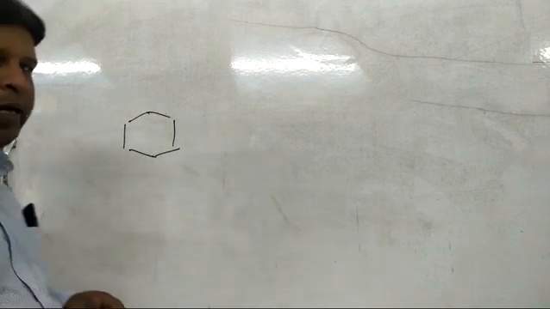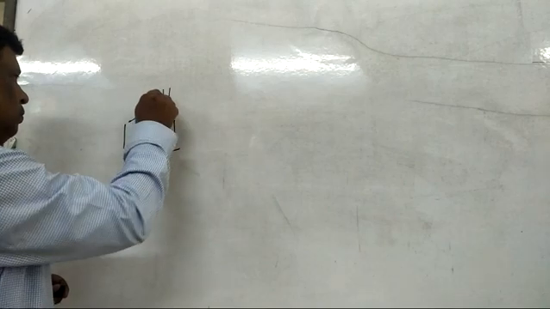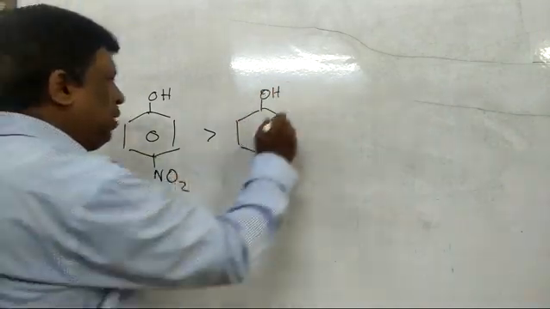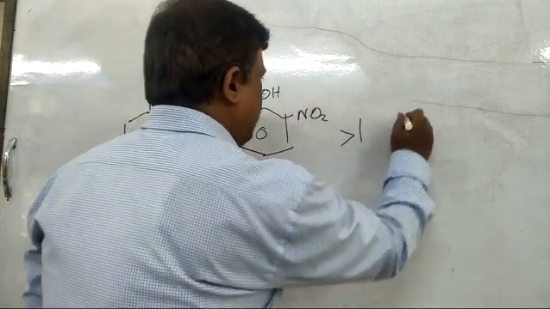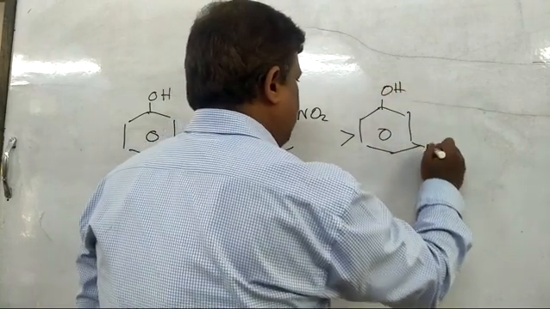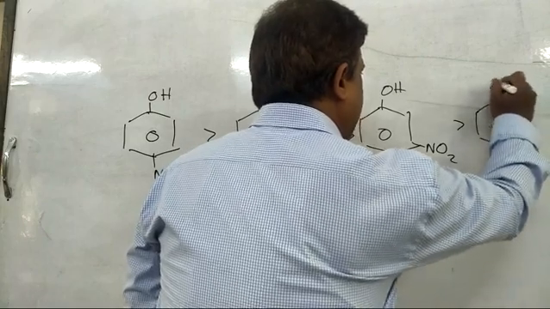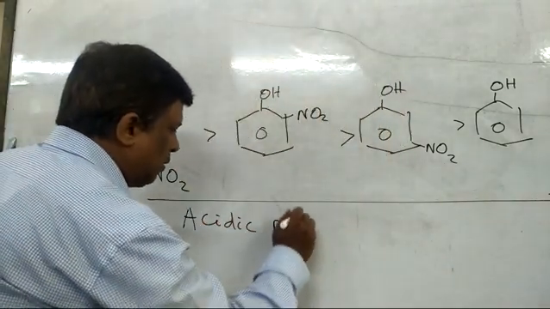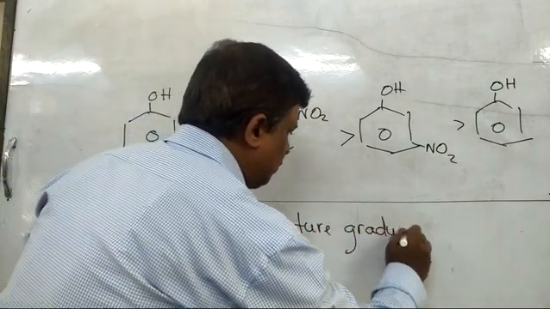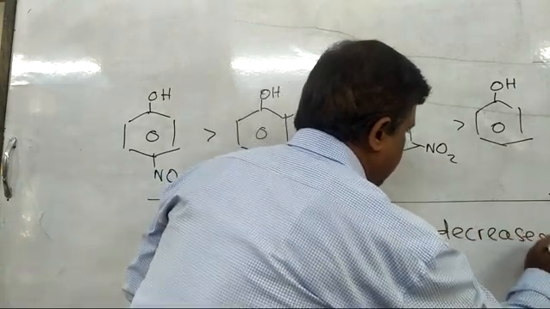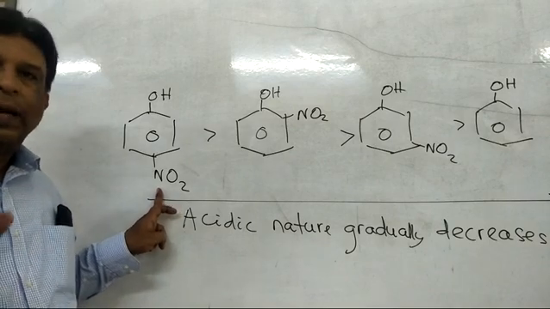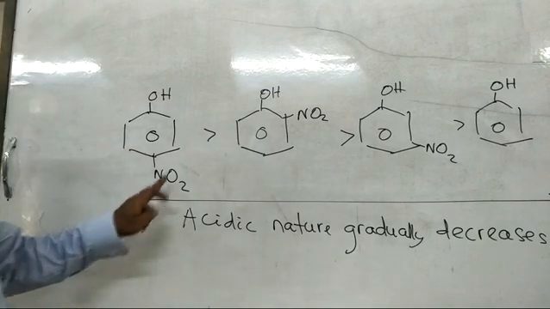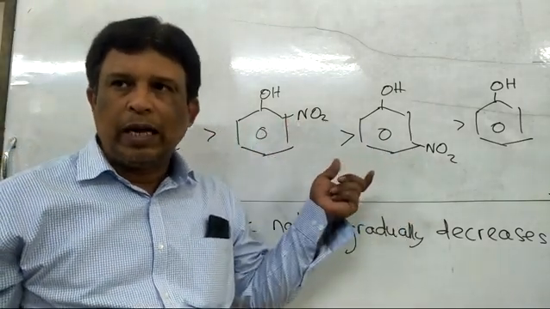Let us discuss one example at a time. Under minus I, the NO2 group is there. It is p-nitrophenol, o-nitrophenol, m-nitrophenol, and phenol. Phenol is weakest as there is no minus I group. Acidic nature gradually decreases. So according to this theory, the presence of an electron withdrawing group, a minus I group, is more effective in increasing acidic nature when present at para and ortho positions in comparison to meta. This is one example of minus I.